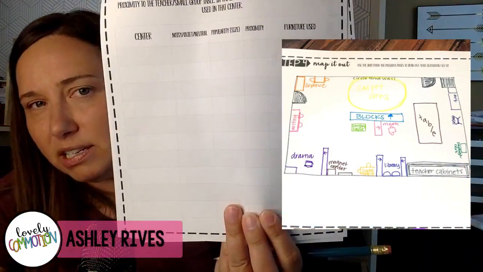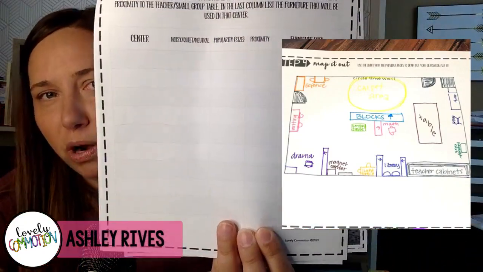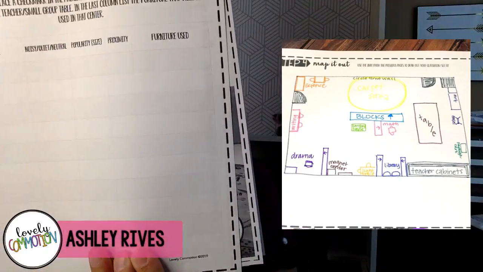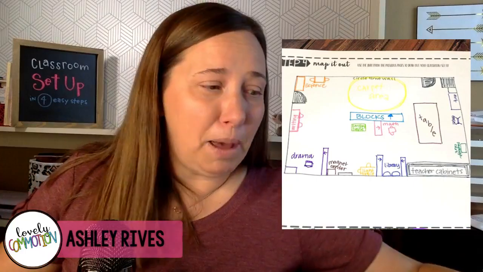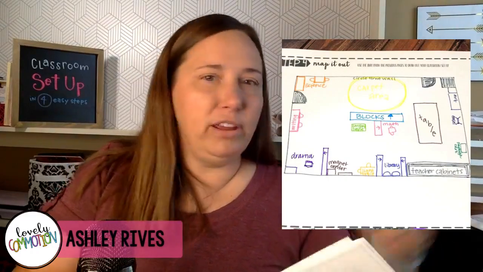And so this sheet again is nice because you can do the proximity. Do I want it close to me? And then you can also list the furniture that you're going to use in there. And then the last step is basically just mapping it out. And I never have one map, right? I'm always constantly erasing, moving, and trying to figure out what's going to work best. But there's blank space in there, and I use that.